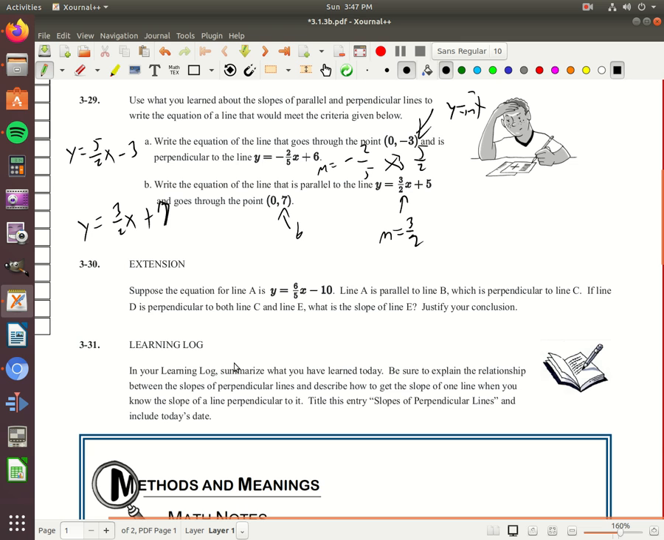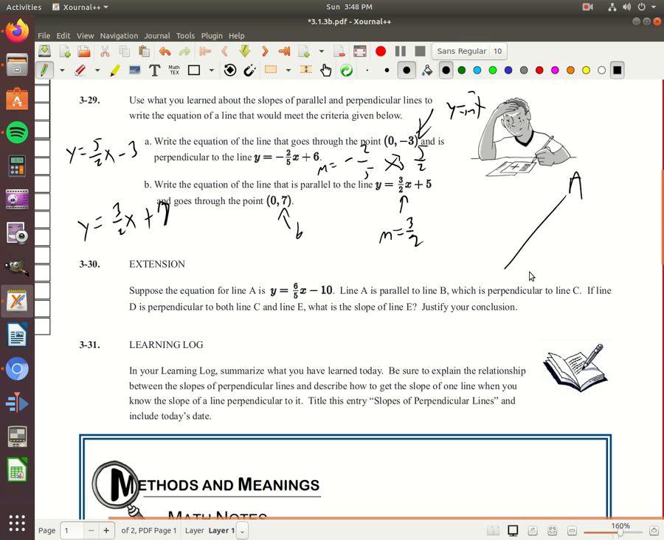And finally, it says, suppose the equation for a line is y = 6/5 x - 10. Line A is parallel to line B, which is perpendicular to line C. If line D is perpendicular to C and E, what is the slope of line E? Justify your conclusion. I love this question. Hopefully you pause this video and figure it out for yourself. But here's the idea. Suppose the equation for line A looks like this. We know it has a slope of 6/5.